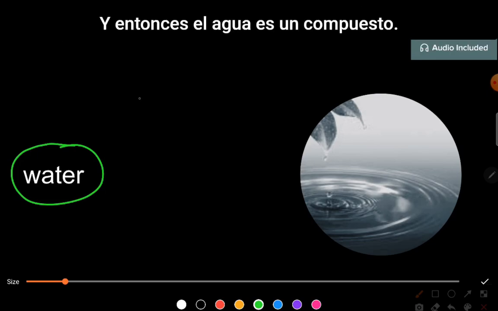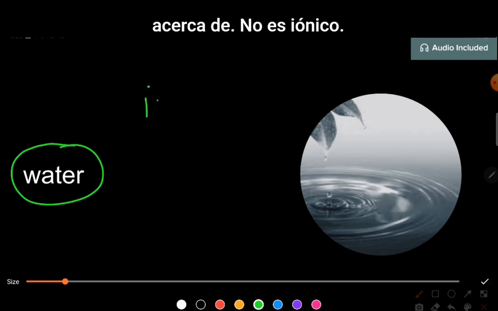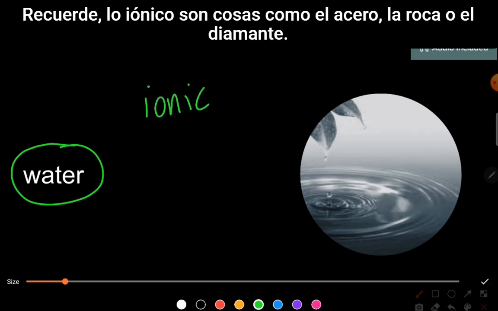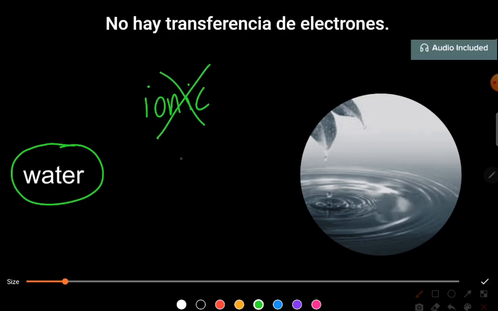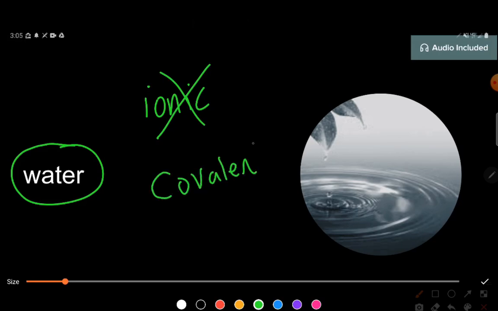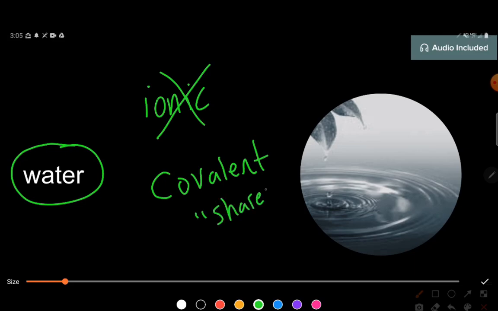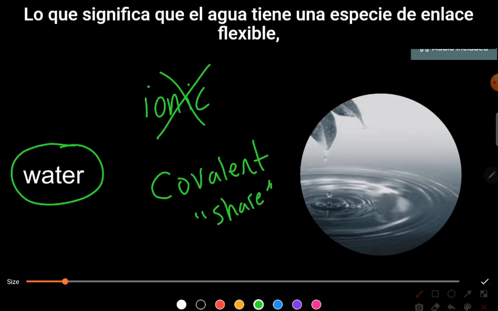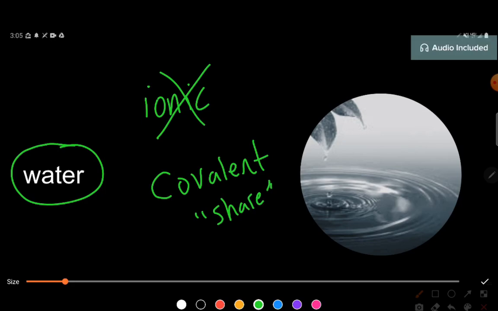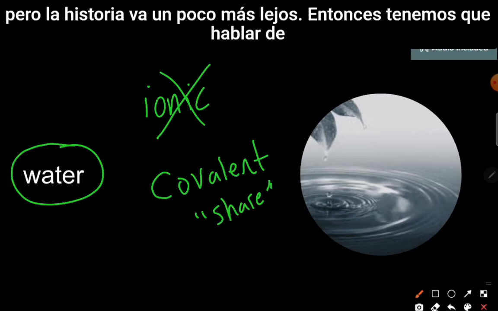And so water is a compound, yes, but it is also a particular type, which we've talked about. It is not ionic. Remember, ionic is things like steel or rock or diamond. There is no transfer of electrons. It is covalent. And so there is a sharing of electrons here, which means that water has a sort of flexible bond.